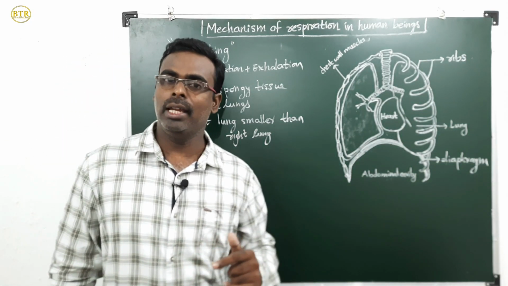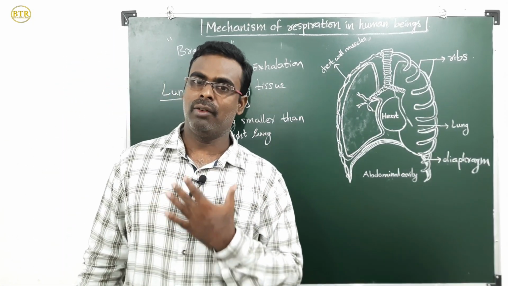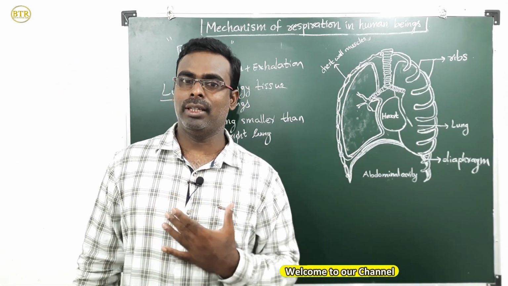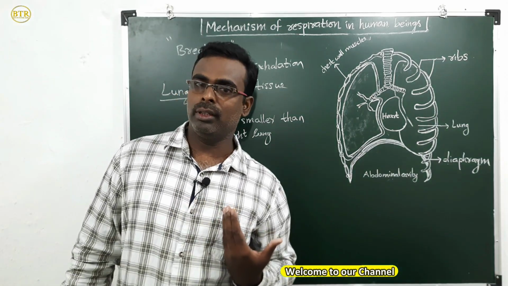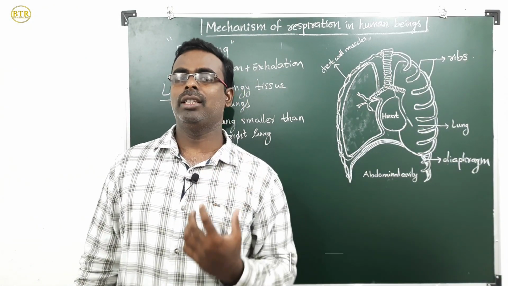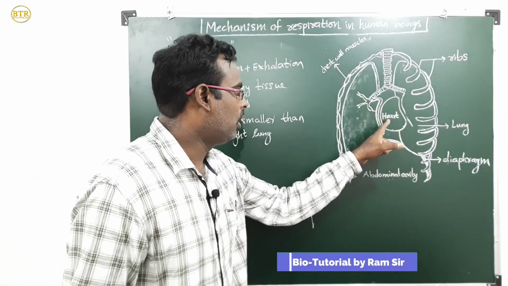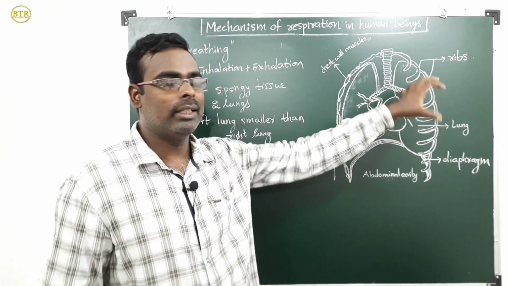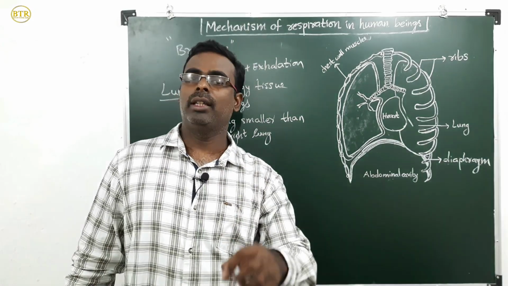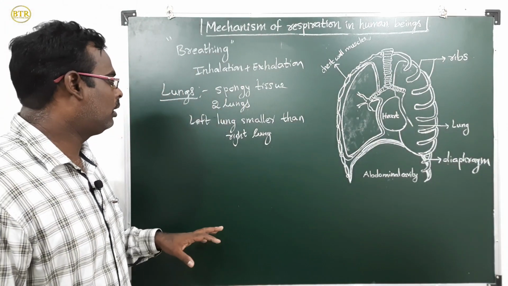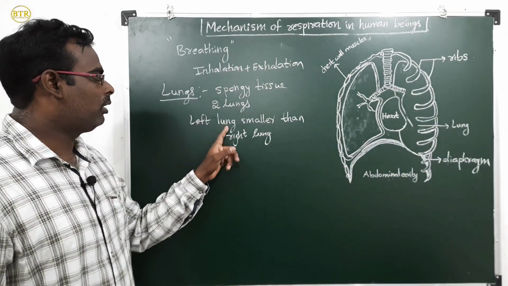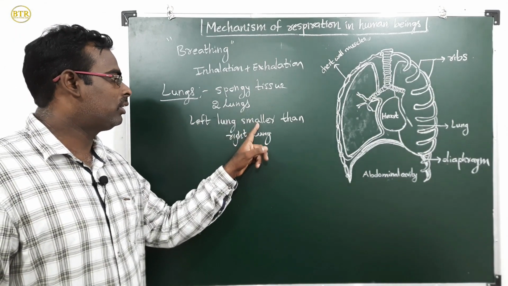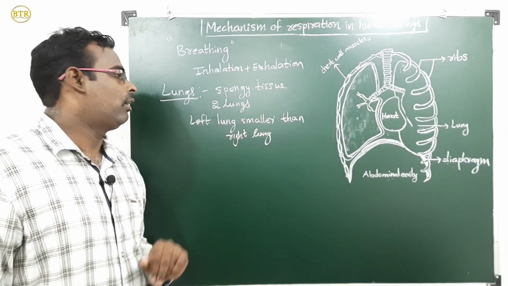So what is the reason? Here in our chest cavity, if you observe, slightly towards the left side, the heart is present. So this is the heart. To give space for the heart, this left lung is slightly smaller than the right lung. So that is the reason the left lung is slightly smaller than the right lung.